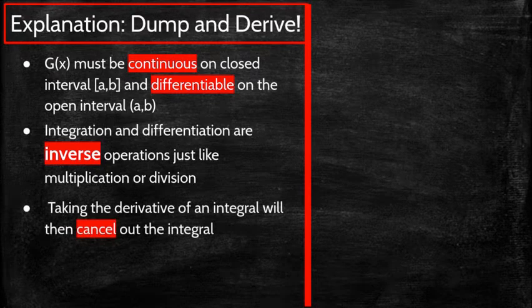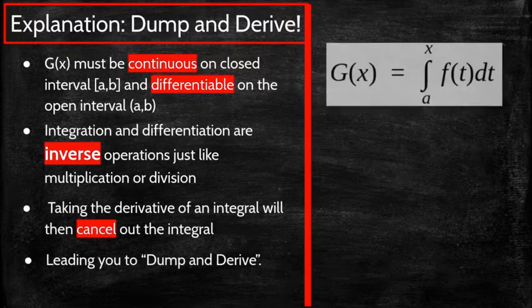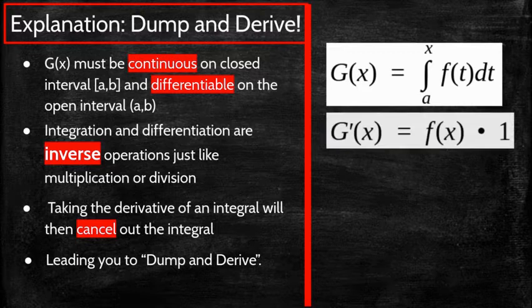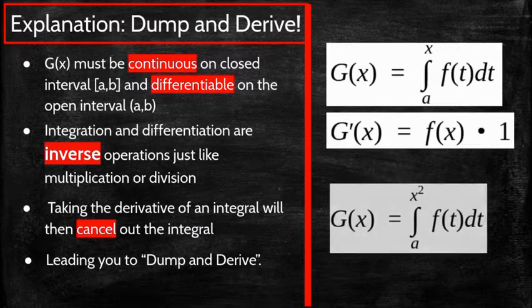So when you take the derivative of an integral, it will cancel out that integral, leading you to dump and derive. We see on the right here, g of x equals the integral of f of t dt from a to x. And when we take the derivative of g, we get f of x times 1. Dump the x into the function f of t, and derive x, which is 1.